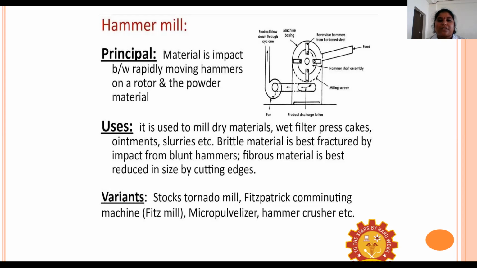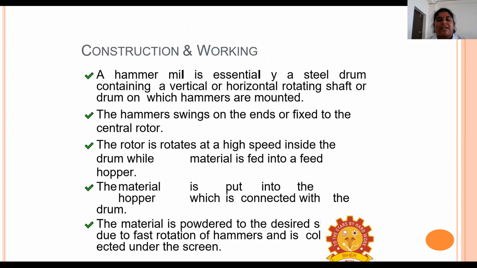What are the uses? It is used to mill dry materials, wet filter press cakes, ointments, and slurries. Brittle material is best fractured by impact from blunt hammers. Fibrous material is best reduced in size by cutting edges. And the variants, the newer versions: Stokes tornado mill, Fitzpatrick comminuting mill, and micro pulverizer hammer crusher. These are the newer hammer mill versions.